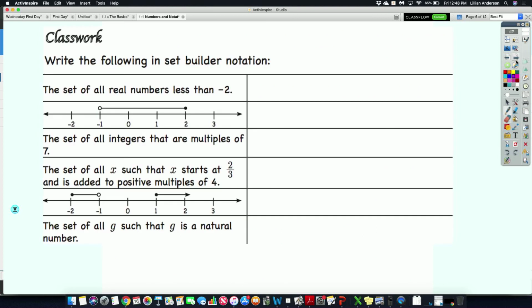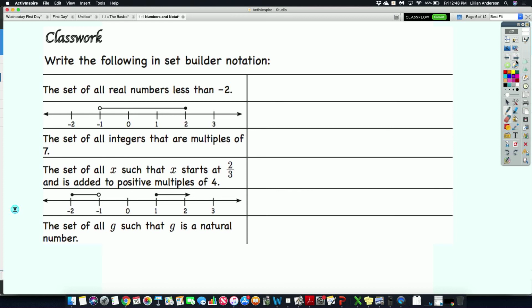Well, let's give it a try. Let's practice this, okay? Let's see. We got 1, 2, 3, 4, 5, 6. Okay. I'll do 2 of them with you, and then I want you guys to try the other 4 on your own. It says the set of all real numbers less than -2.